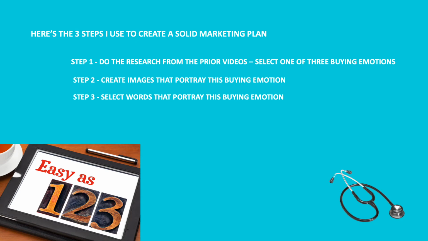Now don't worry if you haven't developed what your value statement is or what your niche is at this point in the program. Maybe by understanding the 3 buying emotions you'll be able to create one. And once you have all this information, then we create the images that portray the emotion, and we select the words that describe the emotion.